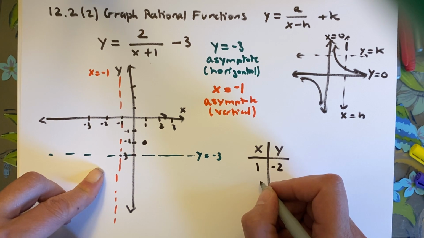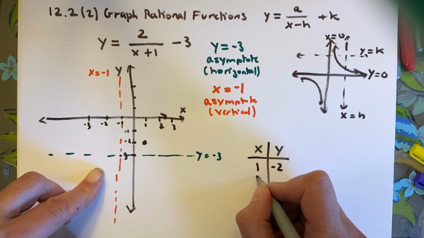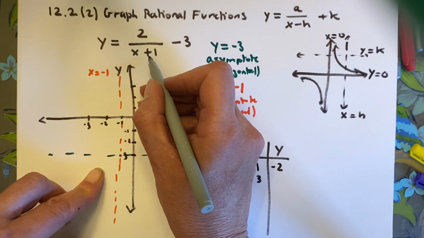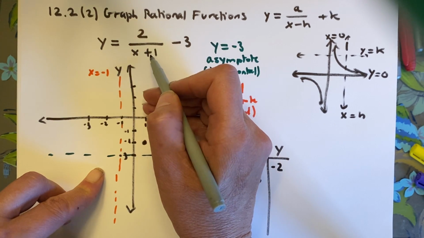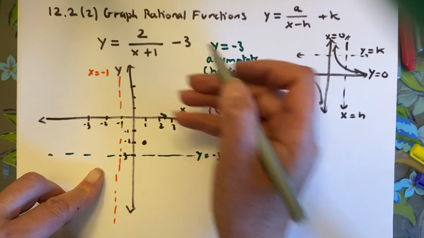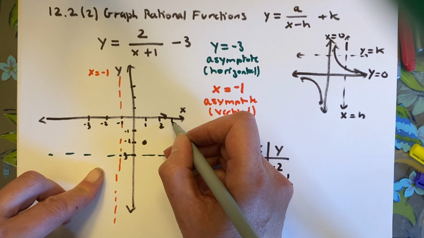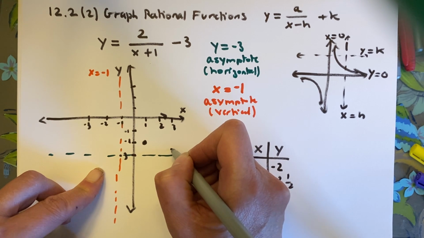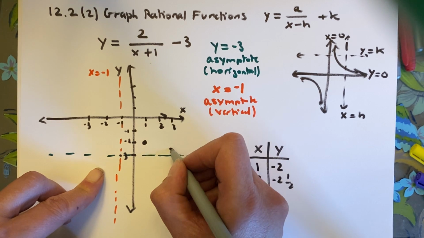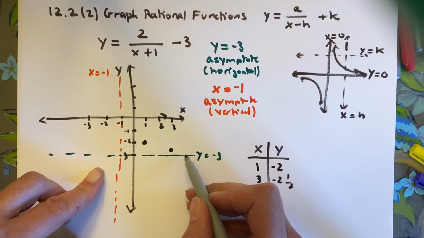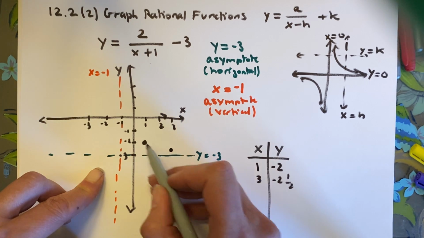Let's see. Let me put in 3. 3 plus 1 is 4. 2 divided by 4 is 1/2. 1/2 minus 3 is -2.5. So 3, -2.5. And I can see that's working out nicely because I'm approaching my asymptote, but I'm not there yet.